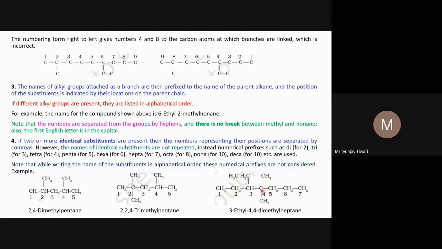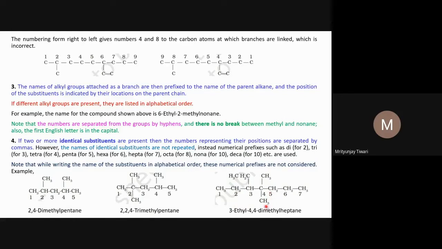And in this direction, fourth and fifth position. So this way we will do the numbering, and now what we see is that at the fourth position two methyl groups are there. So two methyl groups will become dimethyl, but this "di" is the numerical prefix, the word that represents the numerical prefix, and we should not consider it for the alphabetical ordering of the substituents.